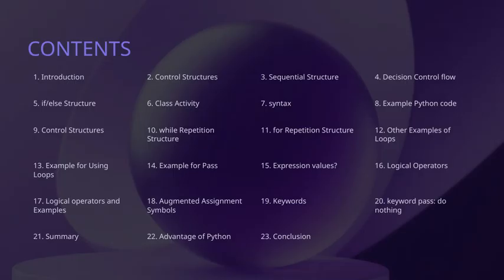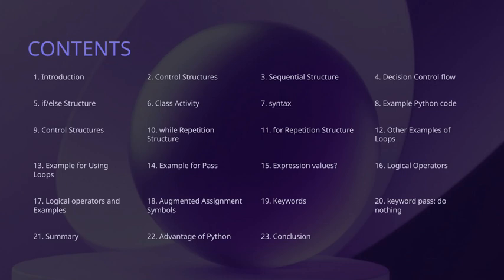Let's take a look at the contents of today's presentation. We start with the introduction, setting the stage for our discussion. Then, we move into control structures, which are essential for managing the flow of our programs. You'll see how the if-else structure plays a key role in decision-making, followed by broader control structures that help us organize complex logic. We'll also explore examples of using loops, which are fundamental for repeating actions efficiently. Along the way, there will be a class activity to reinforce what we've learned.